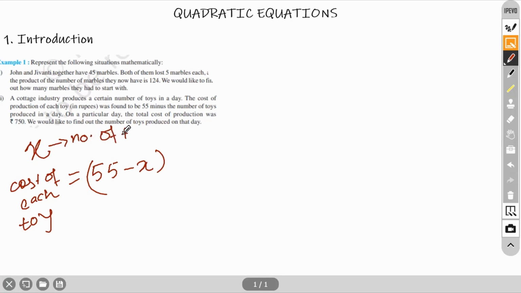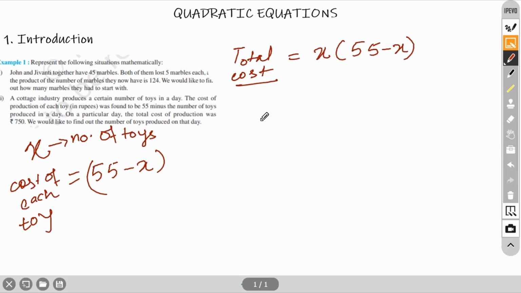These are the number of toys produced on that day. This will be the cost of each toy, which is 55 minus x. And the condition given for that day is the total cost of production was 750. Now the total cost of production will be the number of toys multiplied by the cost of each toy. And this total cost is given in the question to be rupees 750.